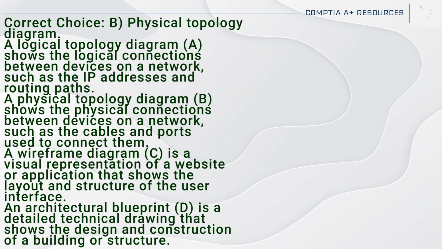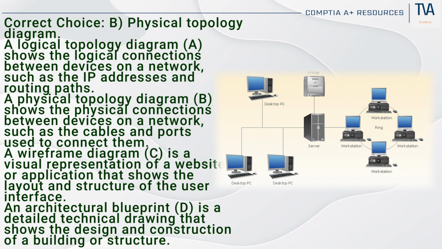Correct choice, B. Physical topology diagram. A logical topology diagram, A, shows the logical connections between devices on a network, such as the IP addresses and routing paths. A physical topology diagram, B, shows the physical connections between devices on a network, such as the cables and ports used to connect them. A wireframe diagram, C, is a visual representation of a website or application that shows the layout and structure of the user interface. An architectural blueprint, D, is a detailed technical drawing that shows the design and construction of a building or structure.